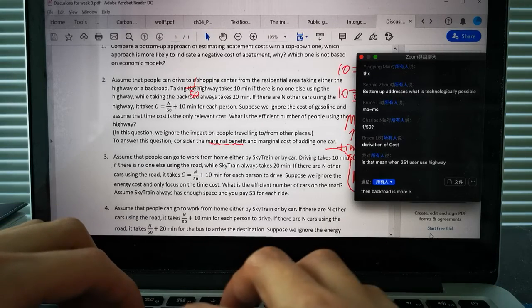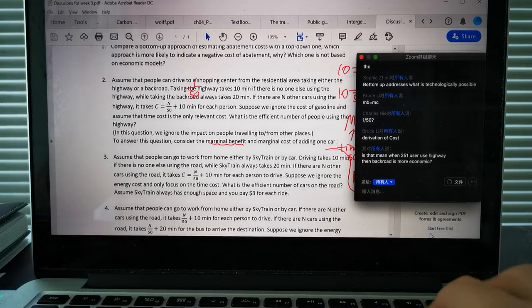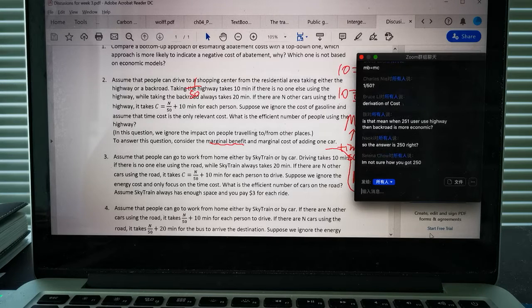If there are already 250 cars on the highway, it doesn't really make a difference whether or not you add one more car. So both are the same, right? For the 251st car, he will be indifferent between driving on the highway or using the back road.